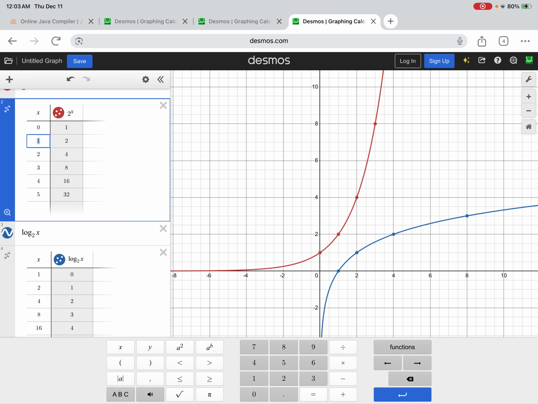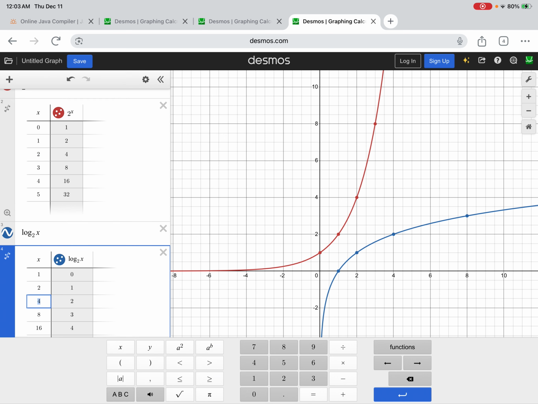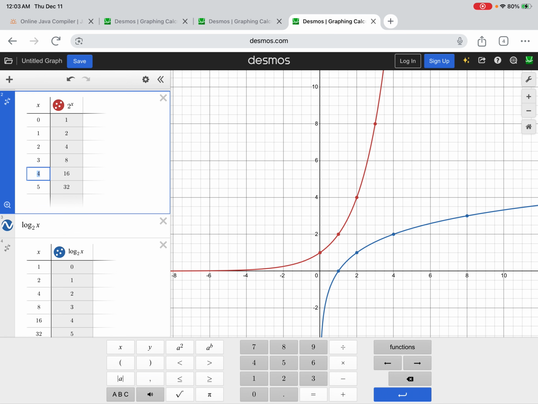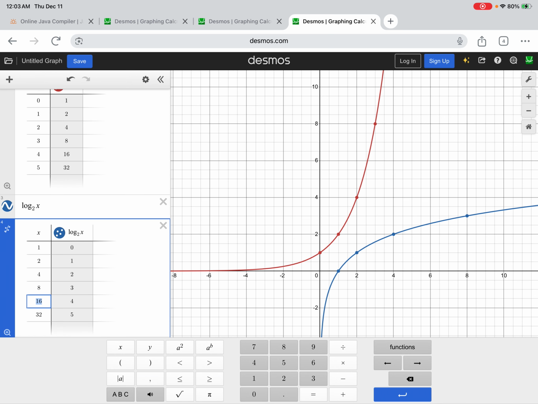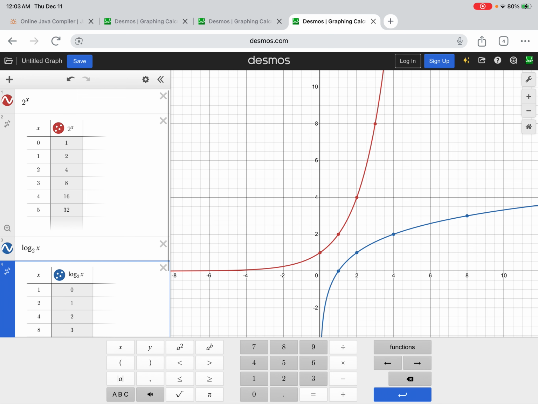1 corresponds to 2, 2 corresponds to 1. 2 and 4, 4 and 2. 3 and 8, 8 and 3. 4 and 16, 16 and 4. 5 and 32, 32 and 5. The reason we call it the logarithm, instead of just making up some name for the inverse of an exponential equation, is because of the history behind it.